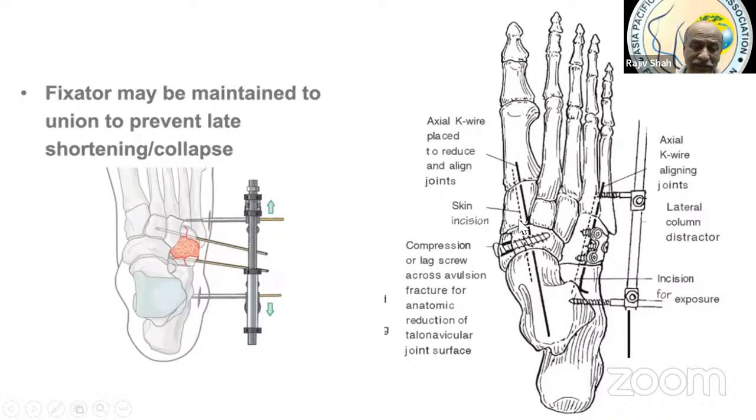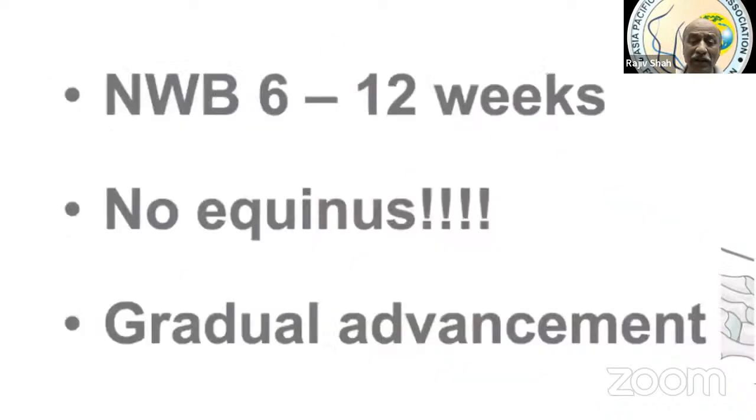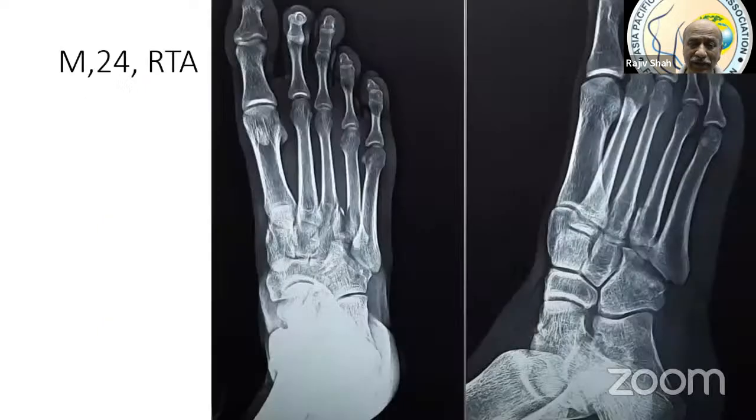Now, this is the picture from the AO manual, and herein they've used Schanz pins. I use simply JS. Herein also they've used Schanz pins, but I use a JS extractor, which works very well. Bridge plate, when we use it on a lateral column for comminuted cuboid fracture, we are using a plate which spans from the fourth metatarsal to the cuboid, not to the calcaneus, and do not fix the cuboid. Non-weight bearing for 6 to 8, 12 weeks, prevent equinus deformity.